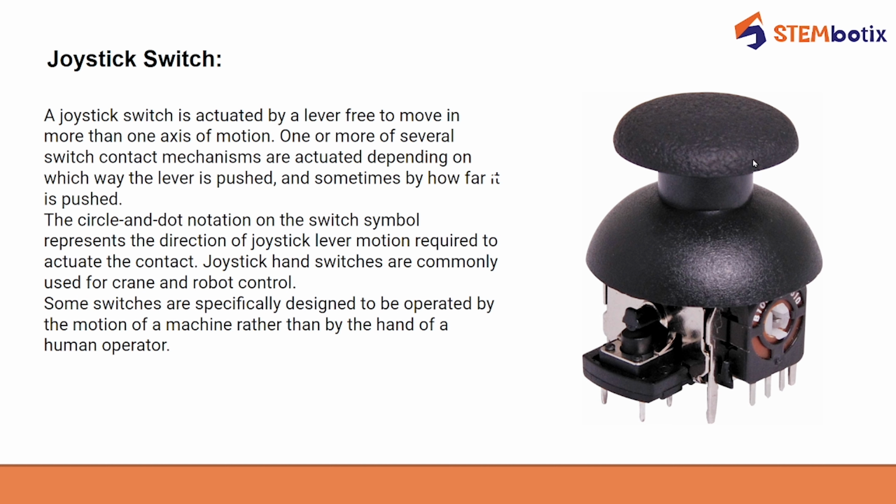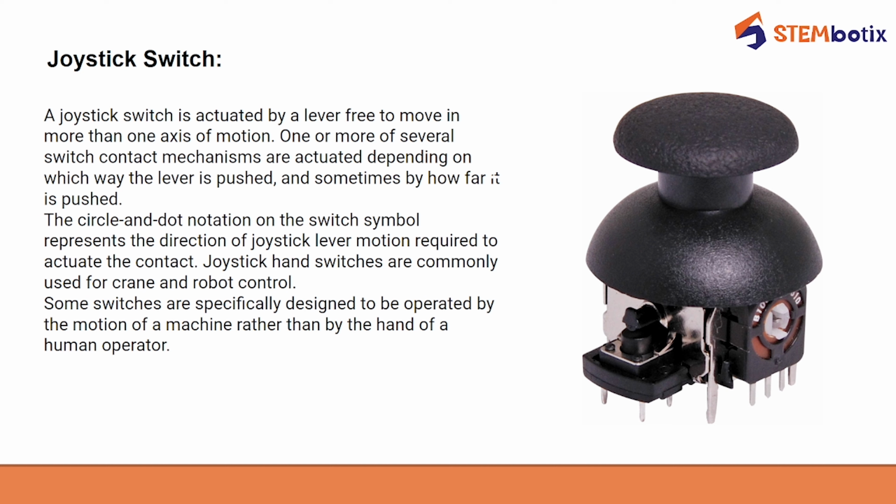This kind of switches you can see in remote control cars, video games, and some robotics operations. A joystick switch is actuated by a lever free to move in more than one axis of motion. One or more of several switch contact mechanisms are actuated depending on which way the lever is pushed, and sometimes by how far it is pushed.